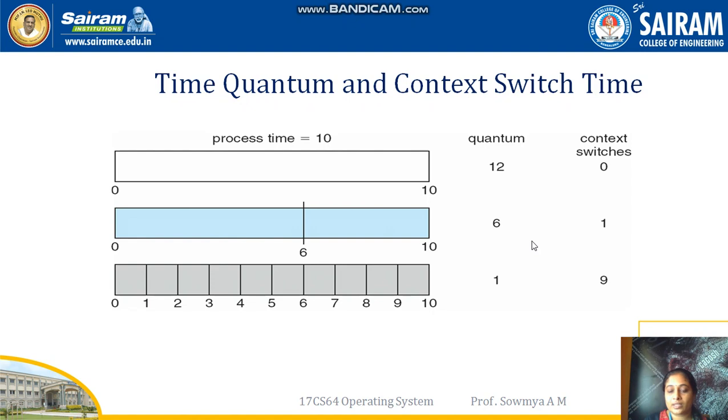6 seconds was our CPU quantum. So first 6 seconds will be executed, then context switching happens once. So for a 6 second time quantum, for 10 seconds of process time, context switching happens once. What if we have a process time of 10 seconds and a time quantum of 1 second? So in round robin, what happens? Context switching happens 9 times for the process time 10 and quantum 1.